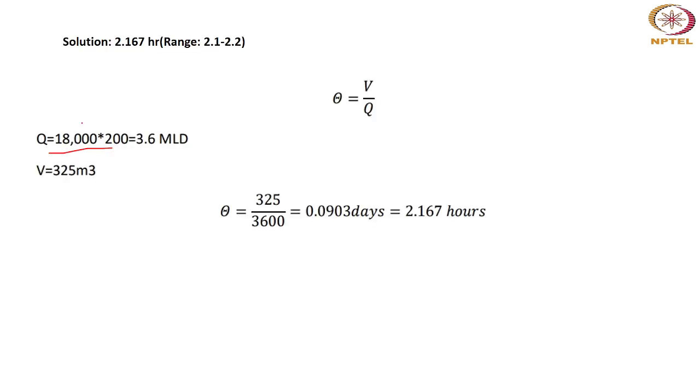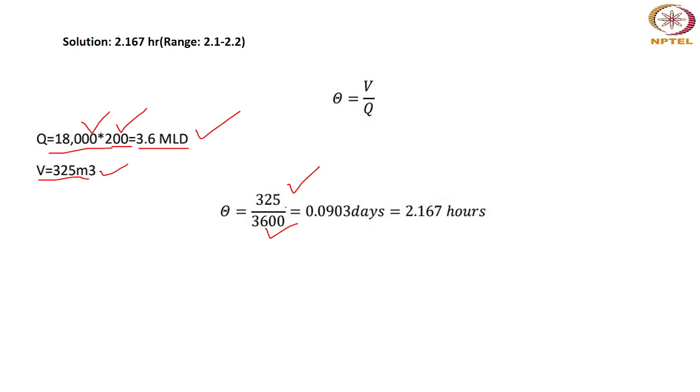So 18,000 people multiplied by 200 liter per day per capita. So per person, 200 liter of sewage is generated per day. So I'm getting 3.6 MLD total flow rate per day. Then the volume is given as 325 meter cube. It is very simple, the hydraulic retention time equals V by Q. So 325 divided by 3,600. Please be careful with the units.